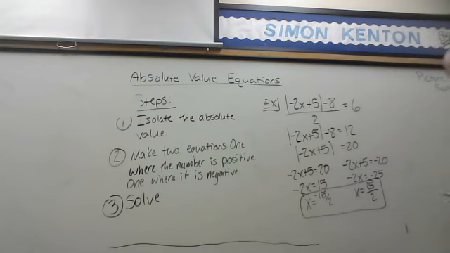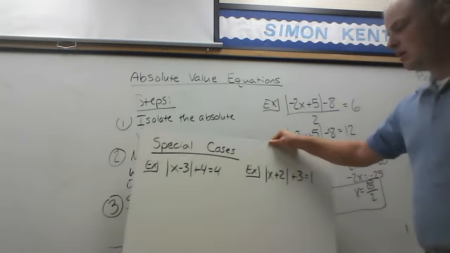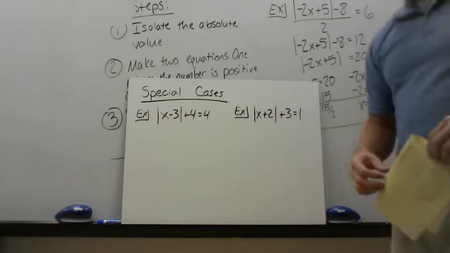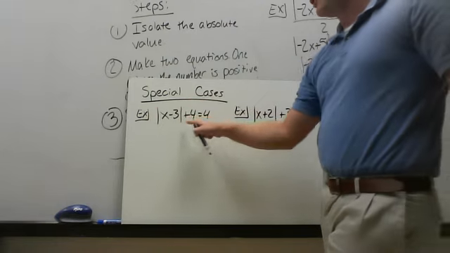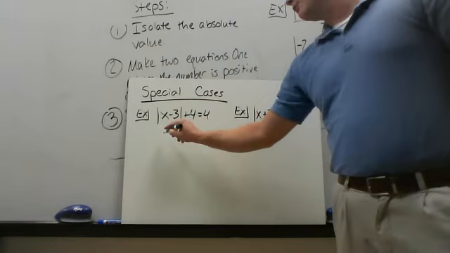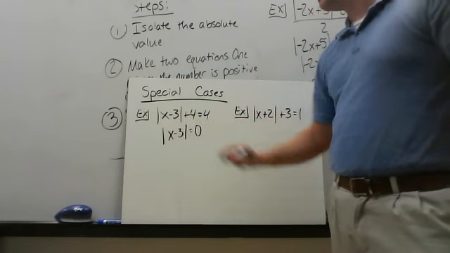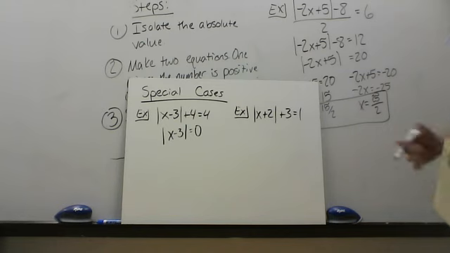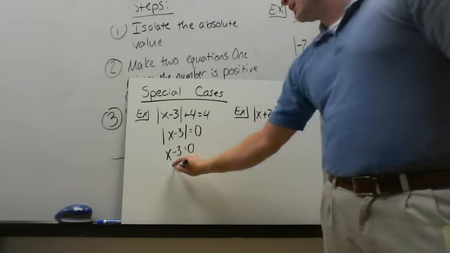Okay? The last thing that we're going to talk about today are the special cases. So here's two examples of some scenarios that you might see that look a little bit different. Okay? For this first one here, if I was to solve this, we isolate the absolute value, so I'm going to move the 4 over. When I do that, I would get the absolute value of x minus 3 equals 0. Well, you might be wondering, I need to make it a positive and I need to make it a negative. Well, we can't do that with 0, so you just have one equation. x minus 3 equals 0, so x equals 3.